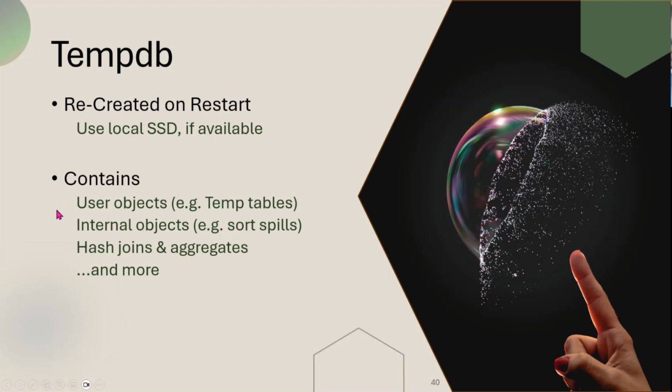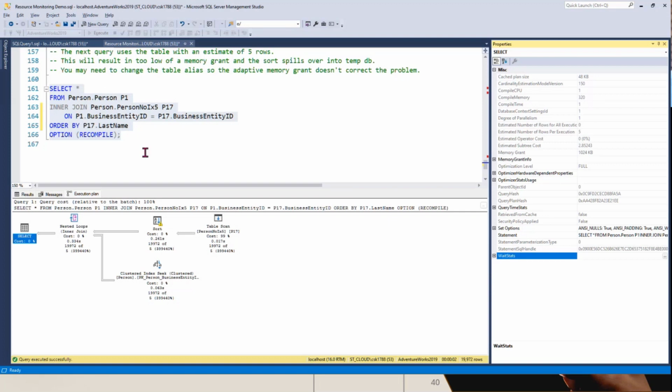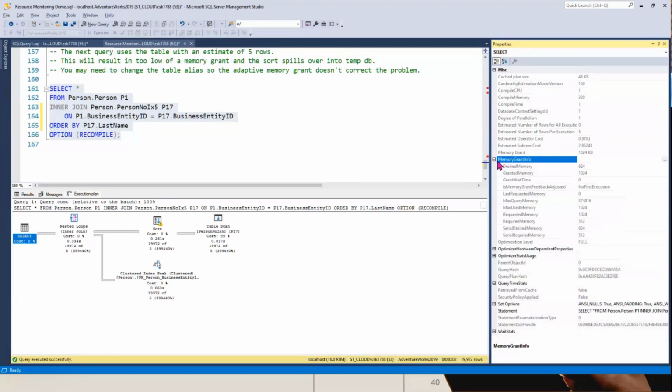TempDB is used for things like temp tables or anything else that's created in our queries. It's used for things like sort spills, joins, aggregates, and other things. And we do have time to show this. Here in our sort, remember it was thinking that there were going to be 5 rows. So our memory grant was 1 meg, and it used that entire meg.